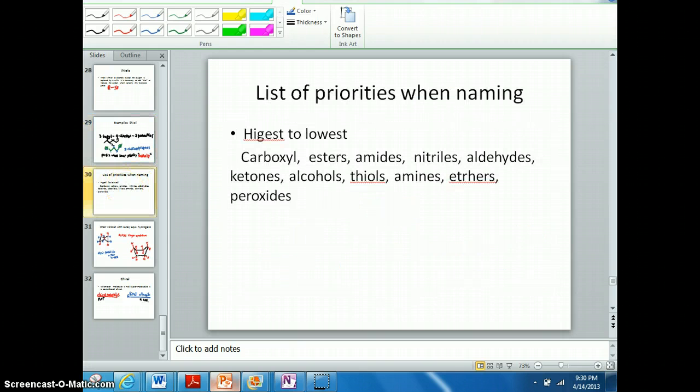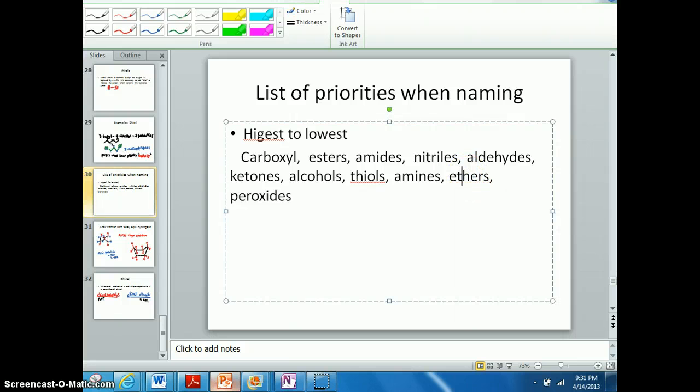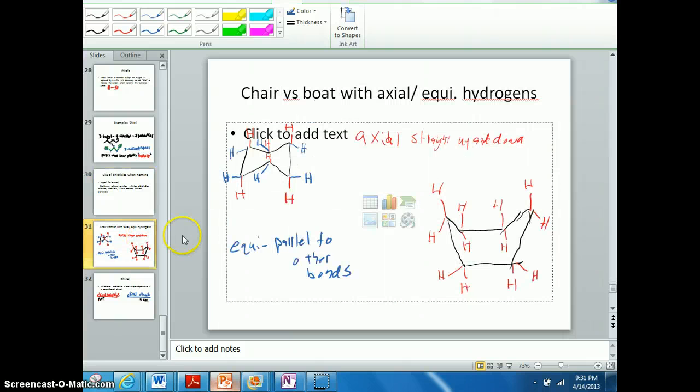So, list of priorities when naming, highest to lowest. First we have our carboxyl, then we have our esters, amides, nitriles, aldehydes, ketones, alcohols, thiols, amines. As you can see, this should actually be ethers, and then our peroxides at the end, which we really didn't talk about.